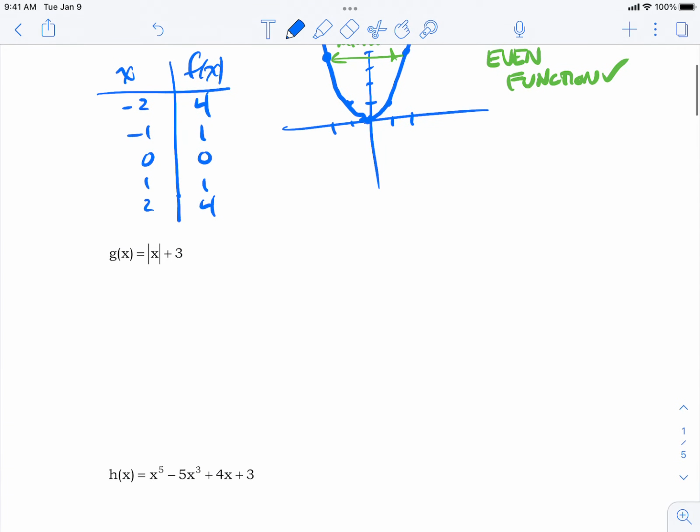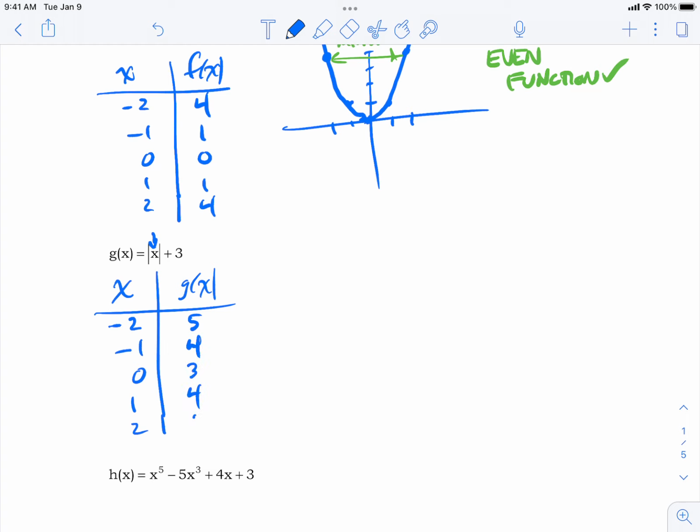Here's another one. This will be an even function. Watch. Let's plug in the same values. So you plug a negative 2 in here. It's inside the absolute value. What the absolute value bars do is strip the sign off to make it a 2. Then you add 3, it's a 5. Same thing happens to the negative 1. You strip the sign off, it's a 1. Plus 3 is a 4. 0 plus 3, 1 plus 3, 2 plus 3.